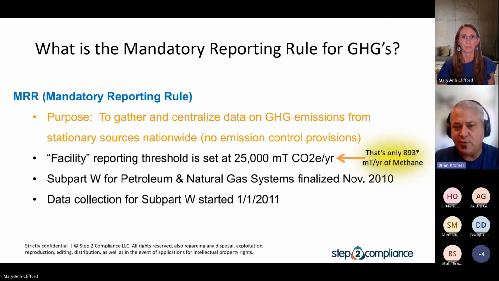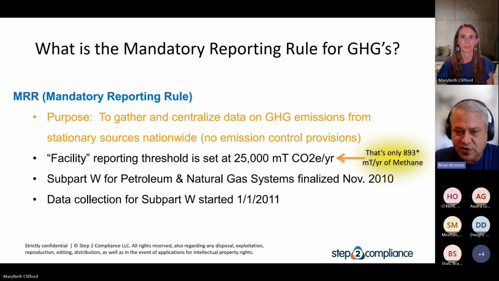So the mandatory reporting rule passed in 2010. Its first reporting year was 2011. Its main purpose was to centralize and gather data, and based on our signing and ratifying the 1992 United Nations Framework Convention on Climate Change, all of this reporting activity in Subpart W and the mandatory reporting rule does get fed up to the United Nations. So that's something that will be important to note for later.